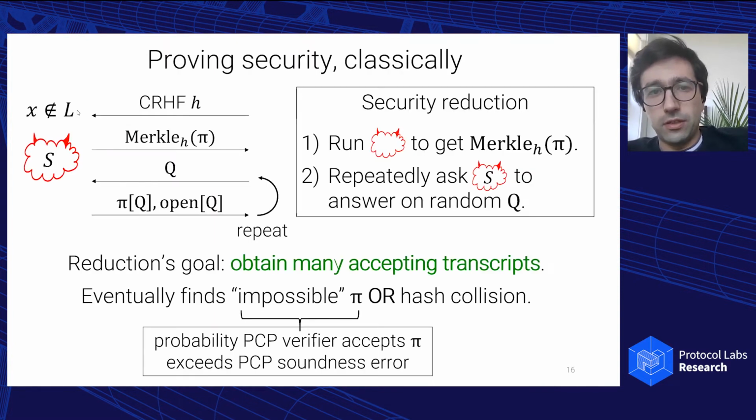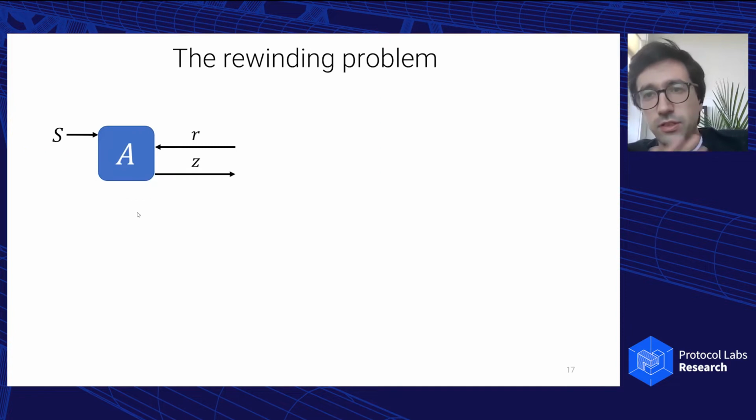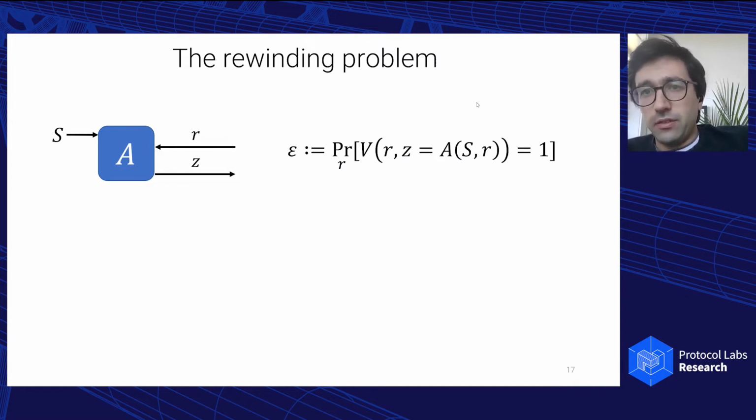If we go back to this security proof, the state S is the intermediate state in the middle of the protocol. The randomness R corresponds to the query set Q, and Z corresponds to the openings. So this is the generic rewinding problem. And we know that the algorithm is convincing the verifier V with probability epsilon over the choice of this randomness R. So I have some state S, and if I plug in R, then the adversary is going to output some Z, such that the verifier accepts with probability epsilon over the choice of R.